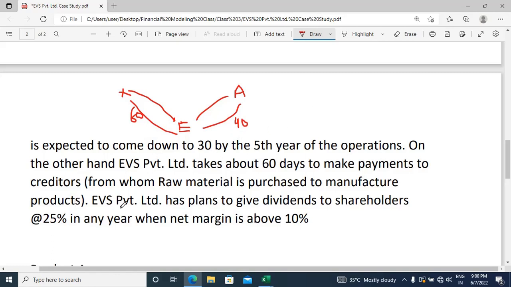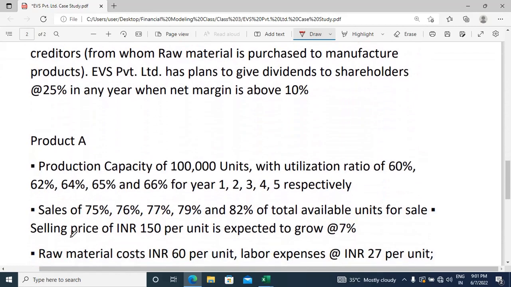So EVS has plans to give dividends to the shareholders at the rate of 25% in any year when the net margin is above 10%. So that means if the profit after tax margin, if the PAT margin is more than 10%, then this company is going to pay dividends at the rate of 25% to its shareholders. Now a few things.